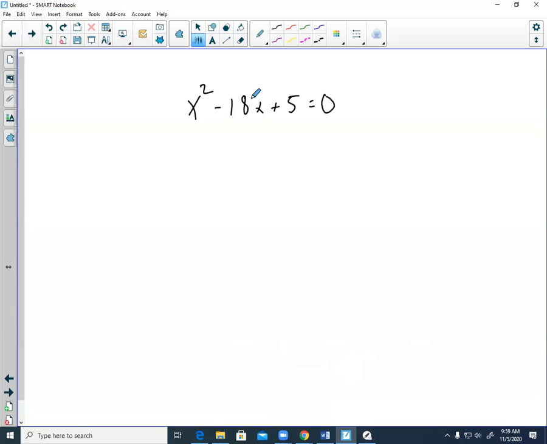So since there's no way to get to 18 with that, your next step would probably be to use the quadratic formula. So that's a great step. But if I'm asking you to complete the square, then you need to follow the progression to complete the square. Okay, so our step one is to move the constant to the other side. So that's this 5, move it to the other side. So I'm going to end up with x squared minus 18x equals negative 5.